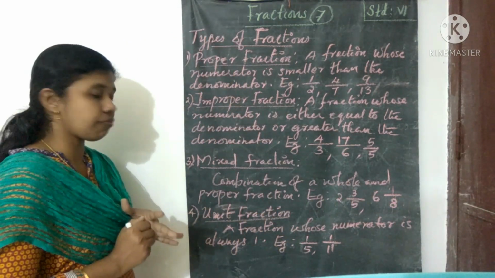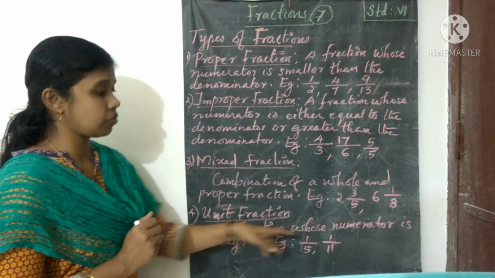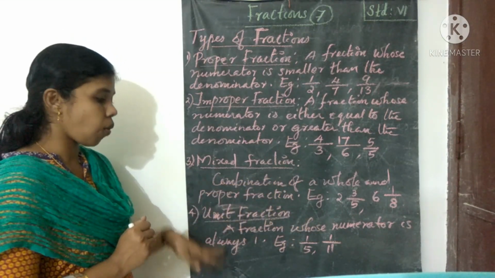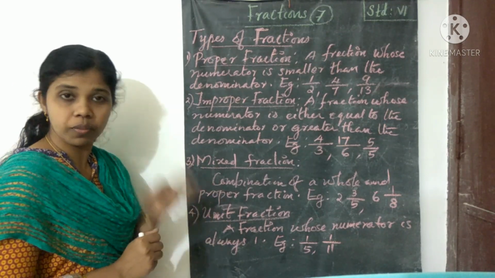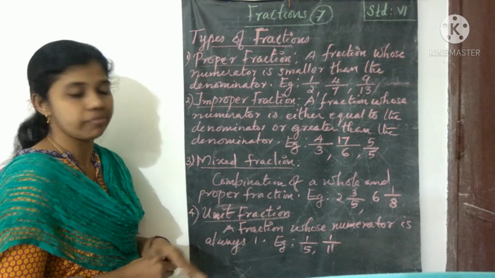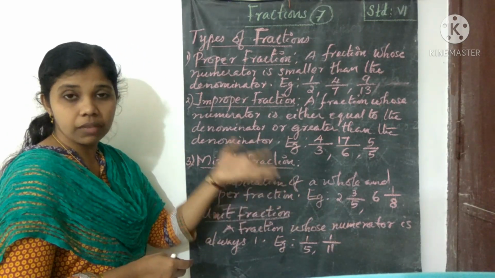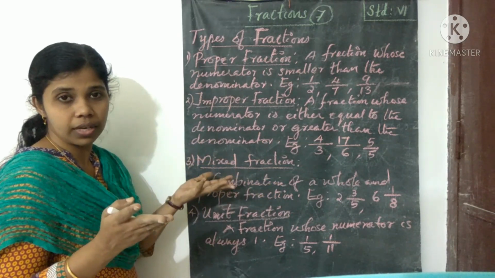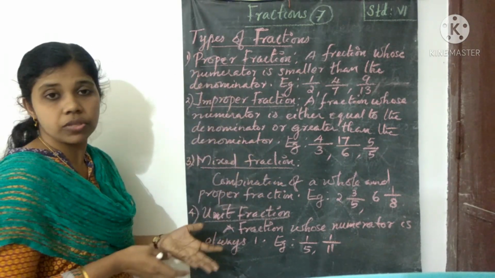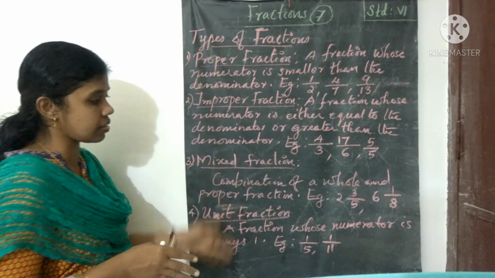Okay, next type of fraction, unit fraction. What is meant by unit fraction? A fraction whose numerator is always 1. That type of fraction is called a unit fraction. Example: 1 by 5, 1 by 11, 1 by 10, 1 by 39, 1 by 16, etc. These are the main types of fraction. Another one, equivalent fraction. First write all these in your notebook.